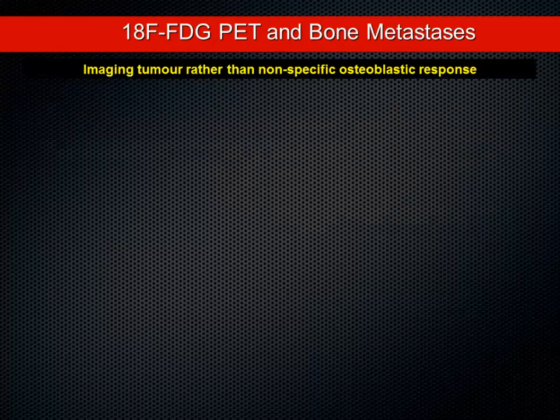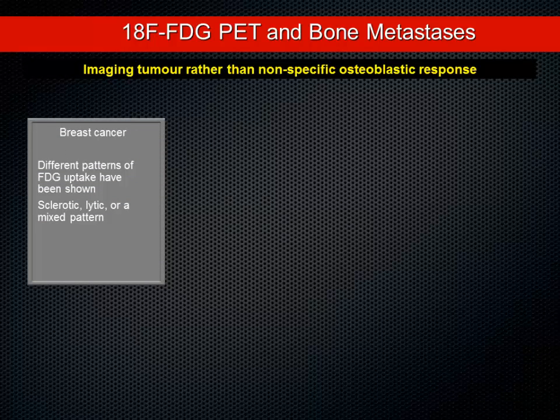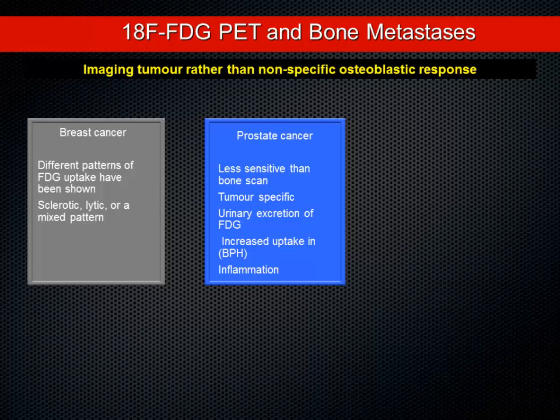Coming to FDG and bone metastasis, as we know, it images bone tumor rather than non-specific osteoblastic response. Breast cancer, it's reported to be useful because you can assess both the lytic and the mixed pattern, and that's where it is promoted to be quite useful. Whereas in the prostate, because it's more of a sclerotic lesions, it's less sensitive than bone scan.